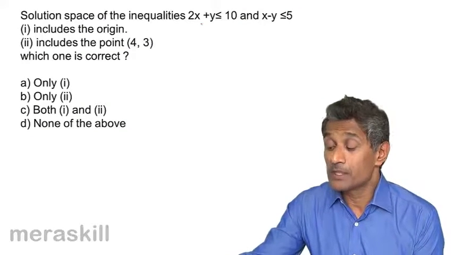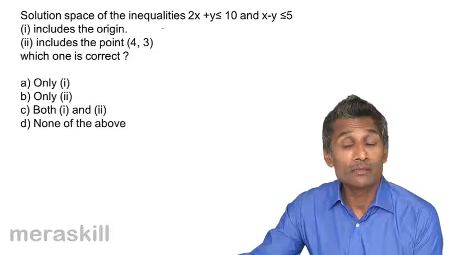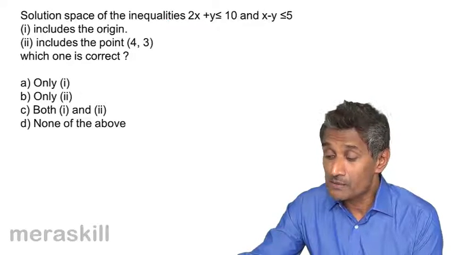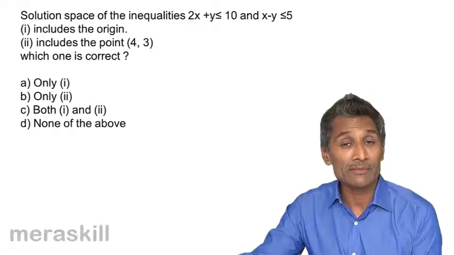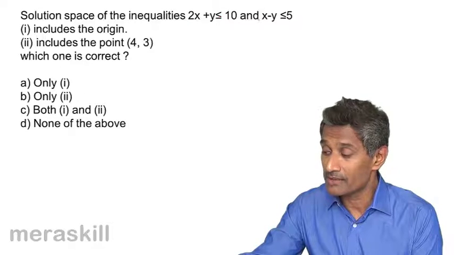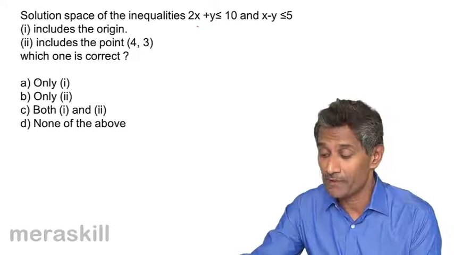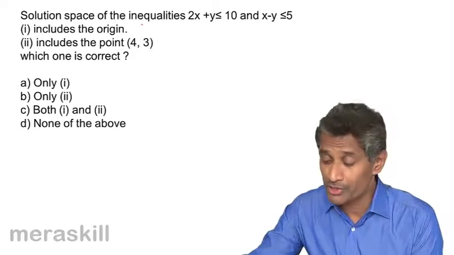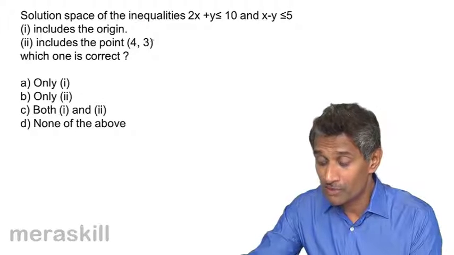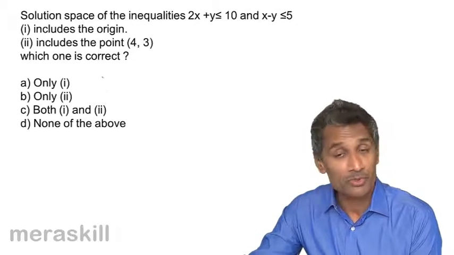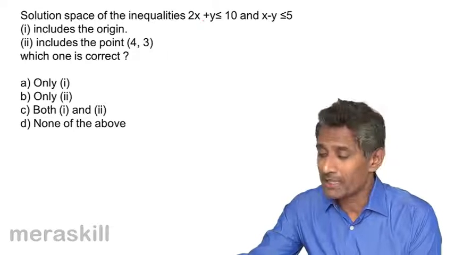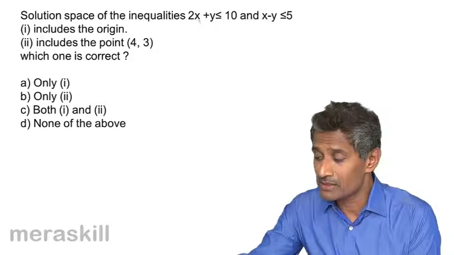Now let's take this particular case. We need to find the solution space of this pair of inequalities. You have 2x plus y less than or equal to 10 and x minus y less than or equal to 5. Does it include the origin? Does it include the point 4, 3? We have to see various options among these. So the best way there is to substitute the values and see whether it satisfies or not.